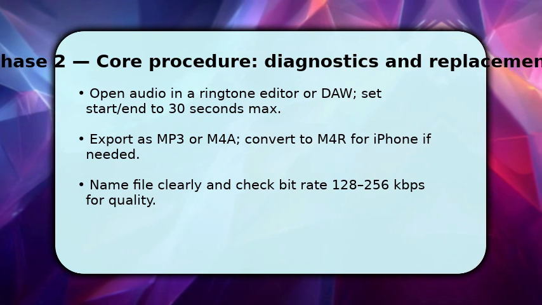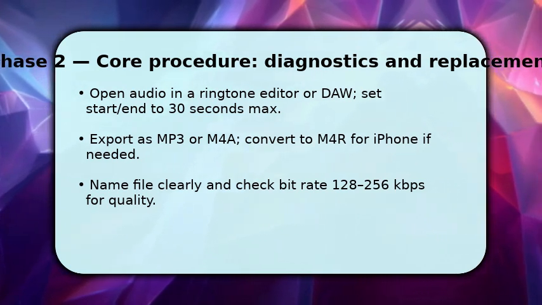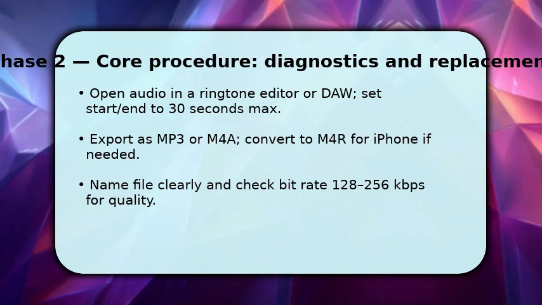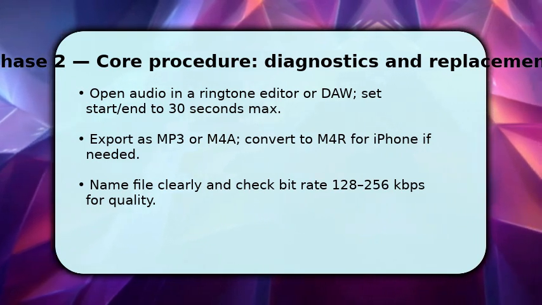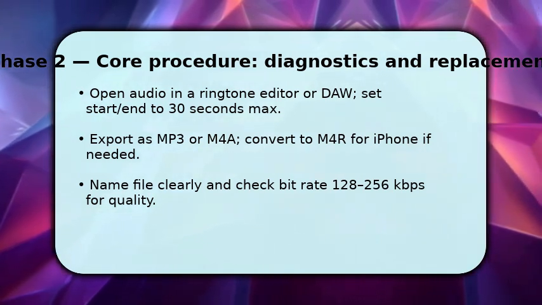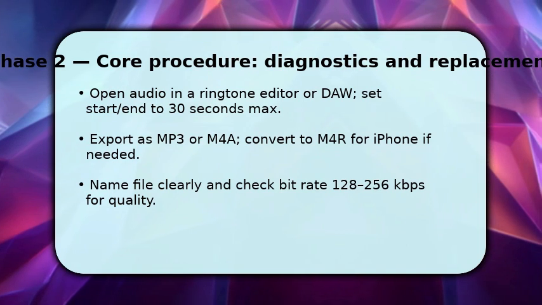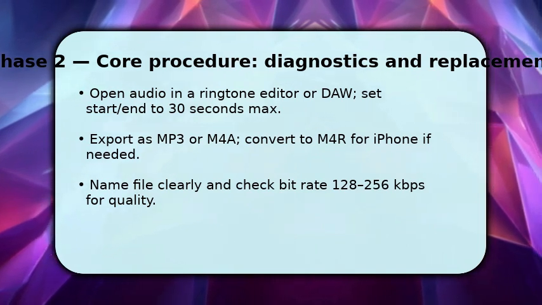If you need an iPhone ringtone, convert that exported file to M4R. Make sure the bitrate is between 128 and 256 kbps for good balance of size and quality. Then name the file for easy finding.